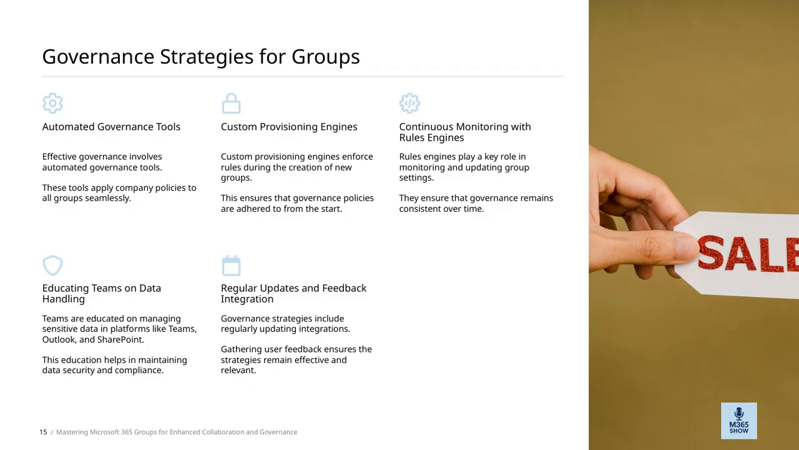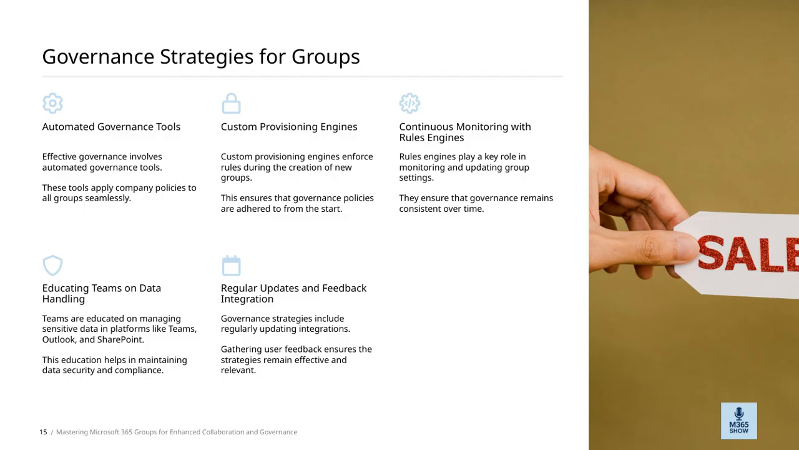Now, let's talk about some key governance strategies that help us manage groups effectively. One important aspect is regularly updating integrations. This ensures that our tools and systems stay current and secure. Gathering user feedback is equally vital, as it helps us keep our strategies relevant and effective over time. Next, education plays a crucial role. It's important that our teams understand how to handle sensitive data properly across platforms like Teams, Outlook, and SharePoint. This knowledge helps us maintain data security and ensure compliance with policies.